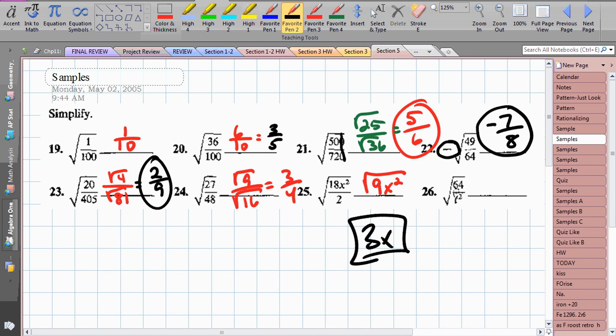This next one in here, well, the square root of 64 is 8, and the square root of t squared is just t, so that's our answer right there. All right, let's take a little break and do some more problems here in a moment.